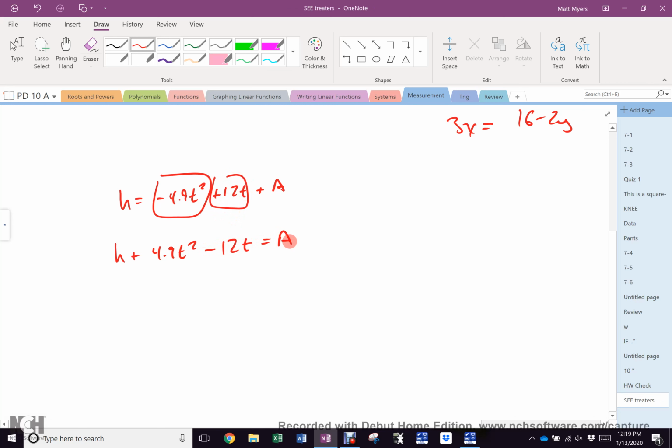And then I told you what's the next piece of information. Height is 100, so 100 plus 4.9t squared minus 12t equals a, yes? Everyone okay with that? Can we go any further? No, why not? It's 2 variables. I would need a system, wouldn't I? We would need a system that I haven't given you. Everybody cool? So sometimes you can only go so far. You cannot get any further. You have to know when you're done.